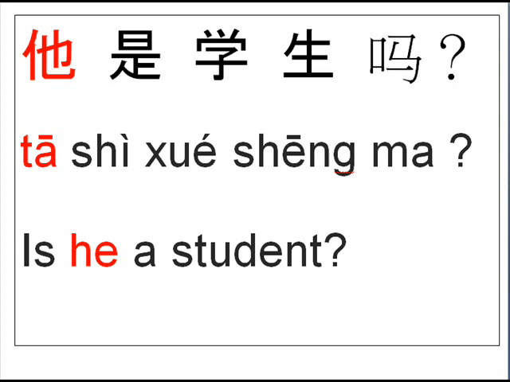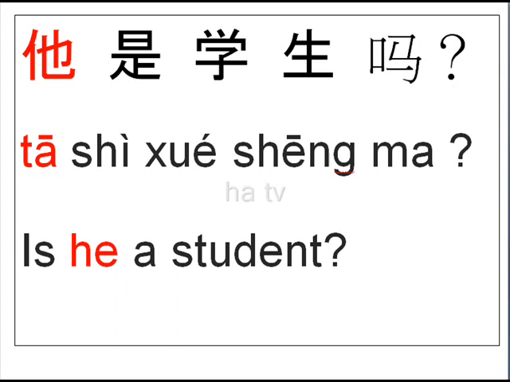Is, in Chinese we say 是. Ta, in Chinese we say he. A student, in Chinese we say 学生. Ma is a question. 他是学生吗？ Is he a student?